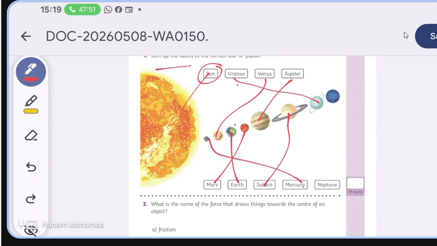What about Mercury? The smallest and the closest planet to the sun. And Neptune is the last planet, and also it's very cold. So it's very simple: 8 planets and the sun.